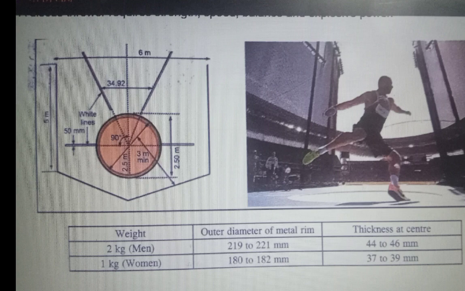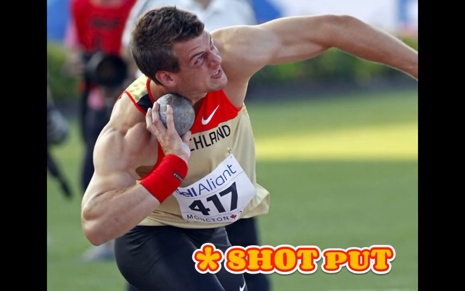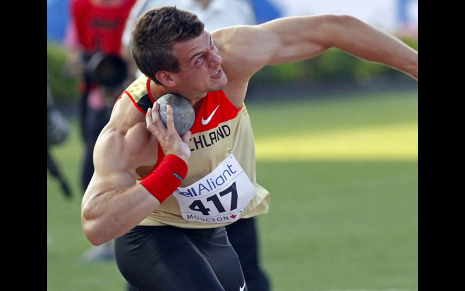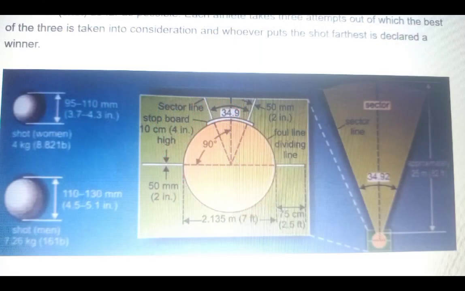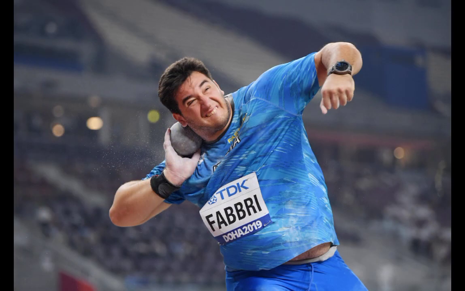The athletes must not leave the circle before it has landed, and then only from the rear half of the circle. Next, we have shot put. Shot put is an athletic field event in which athletes compete by putting a heavy spherical metal ball, or shot, as far as possible. Each athlete takes 3 attempts, out of which the best of the 3 is taken into consideration, and whoever puts the shot farthest is declared the winner.